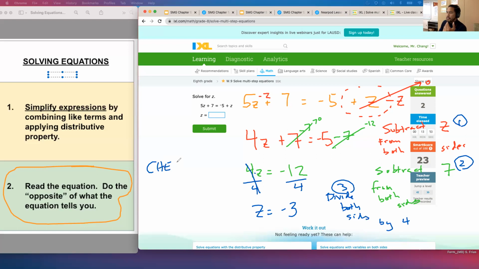Let's replace anywhere I see a z, I'm going to replace it with negative 3. So 5 times negative 3 plus 7. Is that the same as negative 5 plus negative 3? So negative 5 plus negative 3 is negative 8. 5 times negative 3 is negative 15. Negative 15 plus 7 is negative 8. That works. So my answer is good. My answer is negative 3.